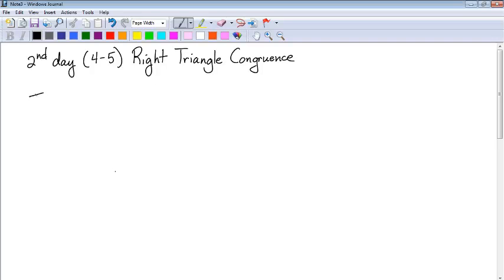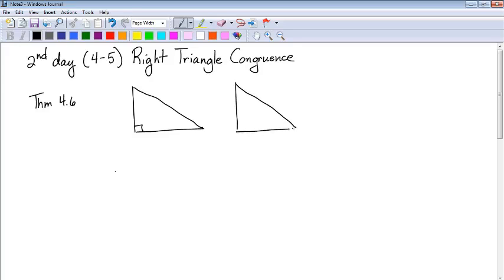So the first one is theorem 4.6. Okay, draw a right triangle. Then as best you can, draw the same right triangle. You want a congruent one. Okay, if those are both right angles, and let's say this side is congruent to this side, and this side is congruent to this side.